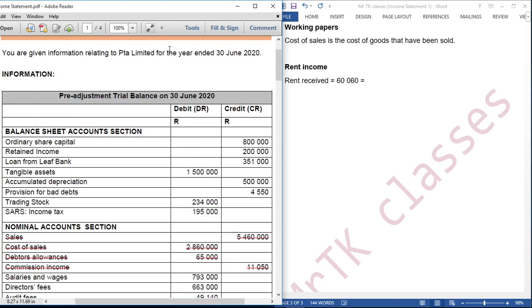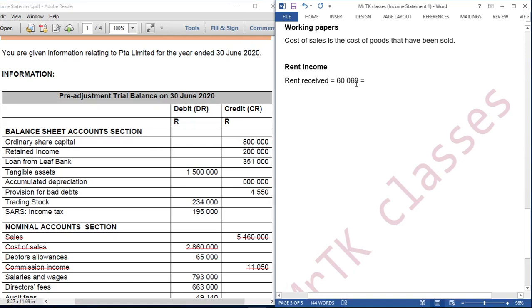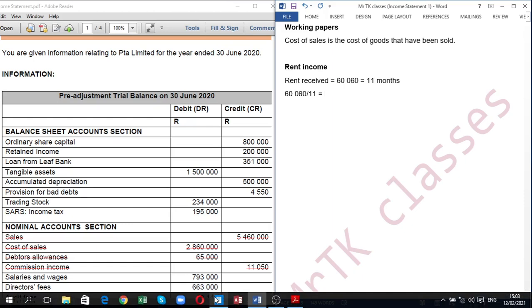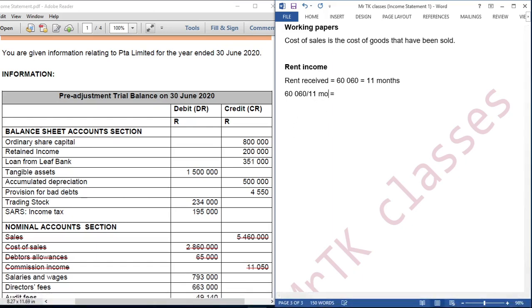Our year is ending 30 June 2020, so June is the final month of our financial year. We didn't receive our rent for June, which means that we received for 11 months only, and our monthly rentals are the same throughout the year. So we are going to say 60,060 divided by 11. What are we going to get? Because we want our rent income per month.